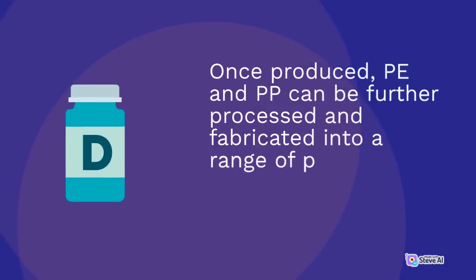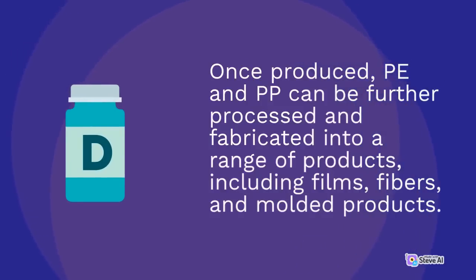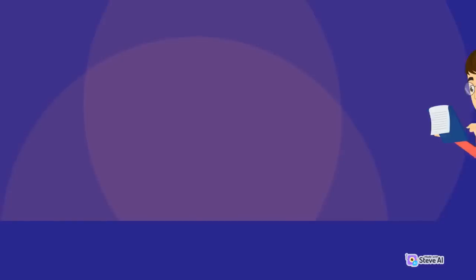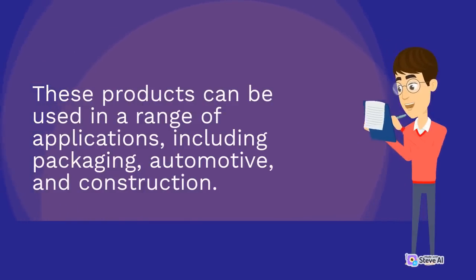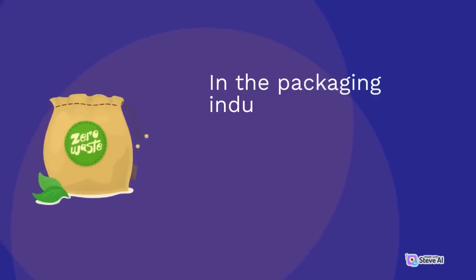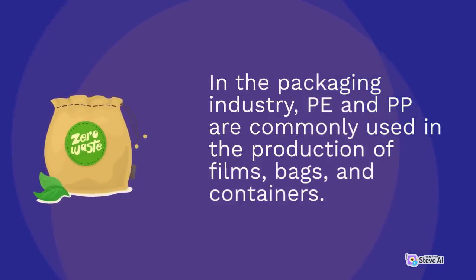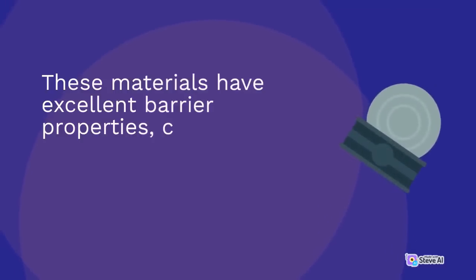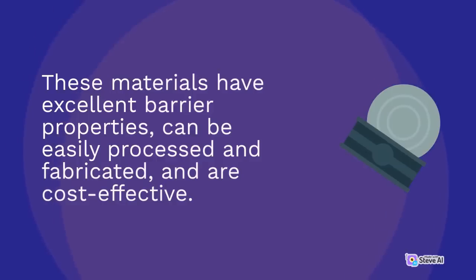Once produced, PE and PP can be further processed and fabricated into a range of products, including films, fibers, and molded products. These products can be used in a range of applications, including packaging, automotive, and construction. In the packaging industry, PE and PP are commonly used in the production of films, bags, and containers. These materials have excellent barrier properties, can be easily processed and fabricated, and are cost-effective.